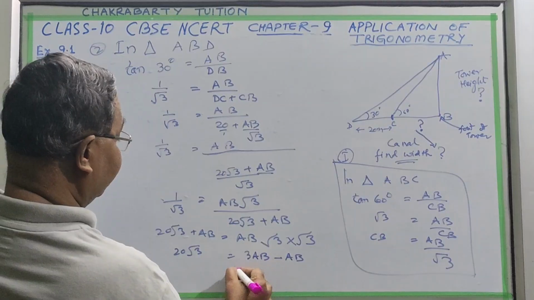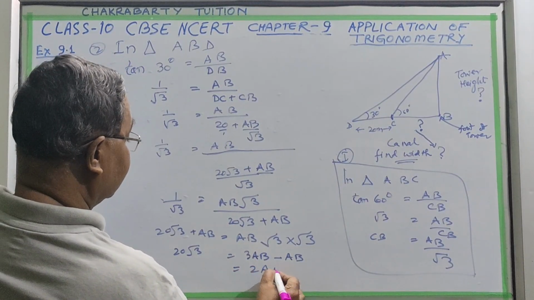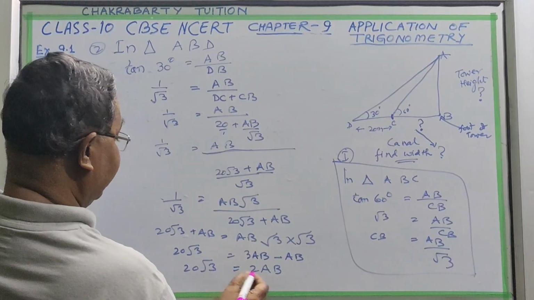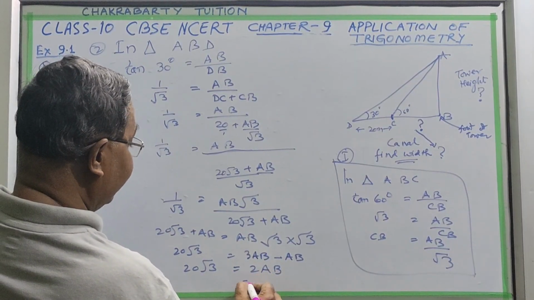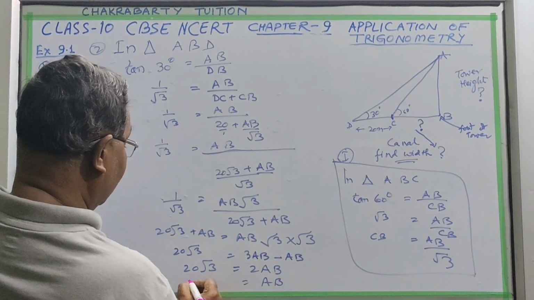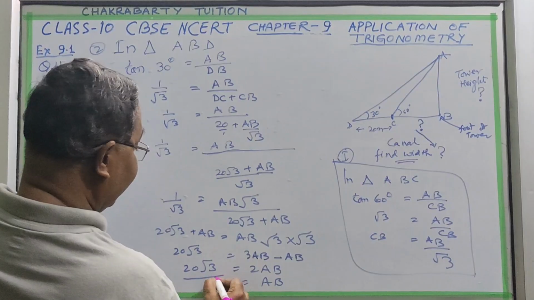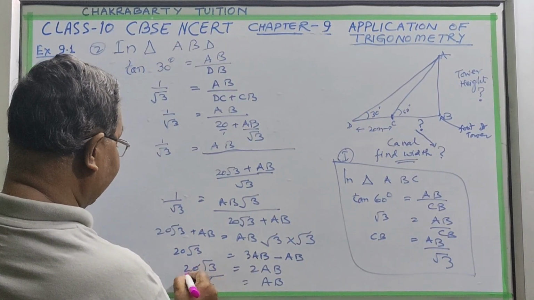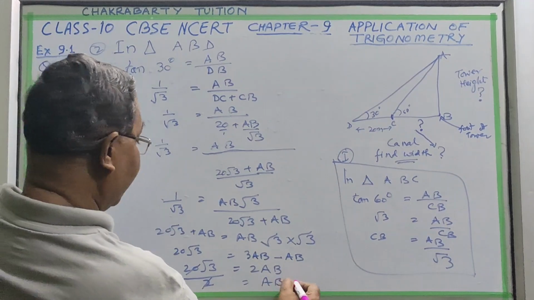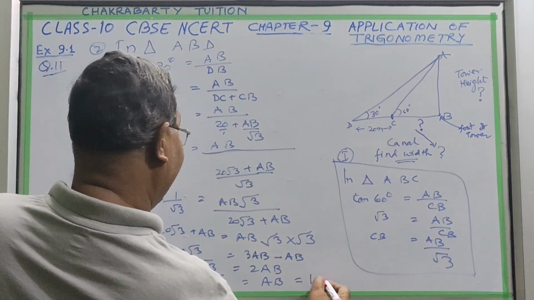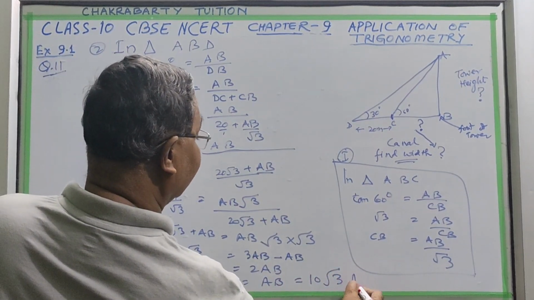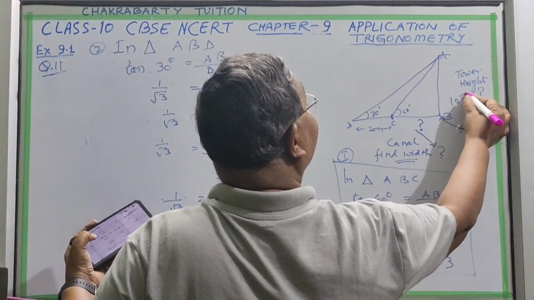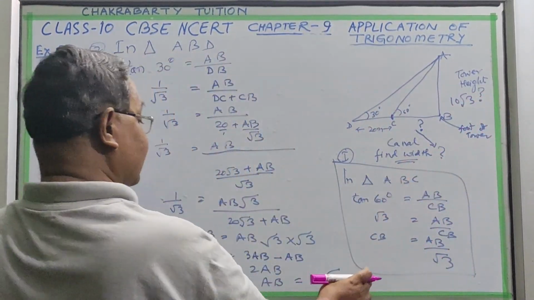Now it will become 2AB, and here it is the same 20 under root 3 upon 3AB. So for AB what we can do? We will write 20 under root 3, and 2 we will take to this side. Now from here we can cut it, 10 will come. So AB will be equal to 10 under root 3. This will be your answer. Means the AB height is 10 under root 3. So this one answer we have found out.